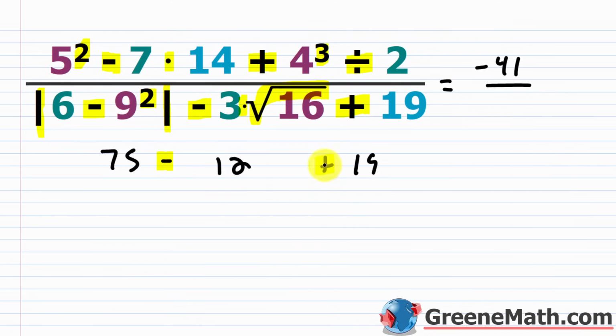And now we can just subtract and add from left to right. 75 minus 12 is 63. So let's write 63, then plus 19, which gives us 82. Okay, so let's write 82 there, okay?